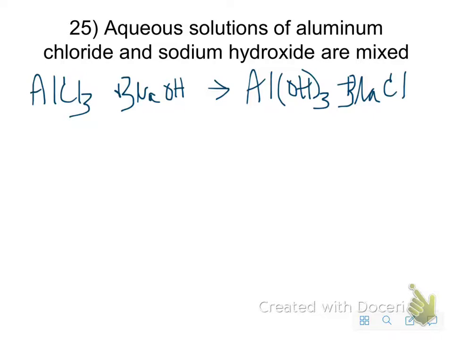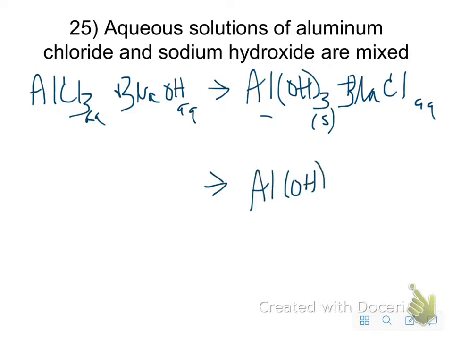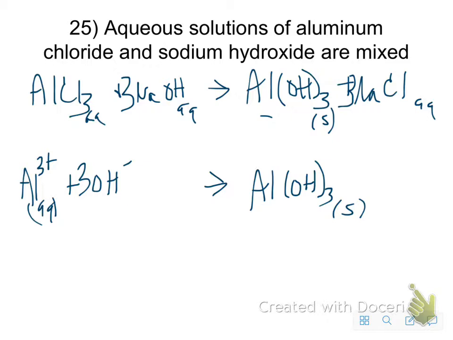Alright, so I got to look at my products and decide. So these are aqueous, right? I've got to decide sodium chloride is soluble, but aluminum hydroxide is going to be a solid. Okay, so here I'm going to do the shortcut. So I'm going to only put my new substance, which is the aluminum hydroxide solid there. And on this side, I'm going to indicate what ions were necessary to form it. Okay, you could write the whole full ionic equation and then just write the net ionic, but I just skipped ahead, and either way, you're going to be good.